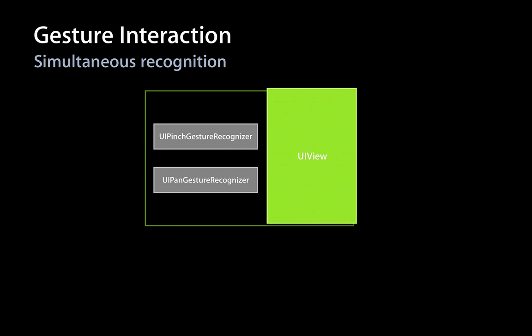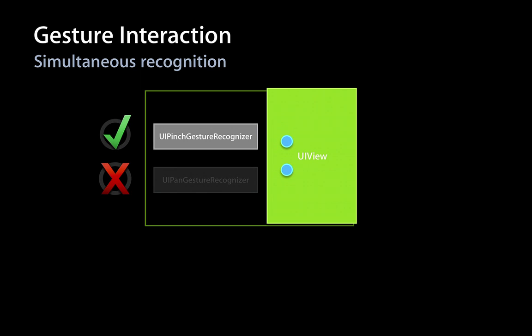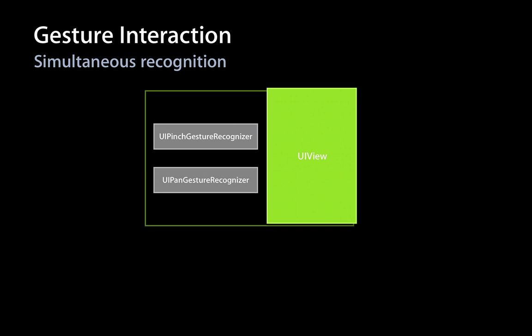So the first one is simultaneous recognition. Now, as I mentioned, you might want to have your pinch and your pan recognized at the same time. So let's say the user puts 2 fingers down on the screen, and they move them towards each other. Now, the default behavior, if you did nothing else, is that the pinch would recognize at that point, and a pan would fail. If the user then moved those fingers horizontally in a panning motion, the pan has already failed because the pinch was recognizing, so it would not recognize.